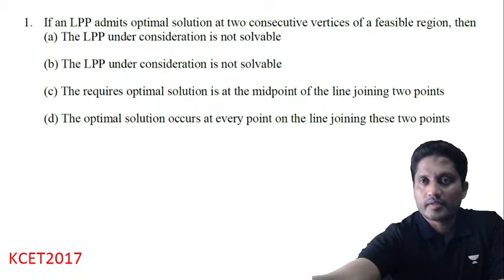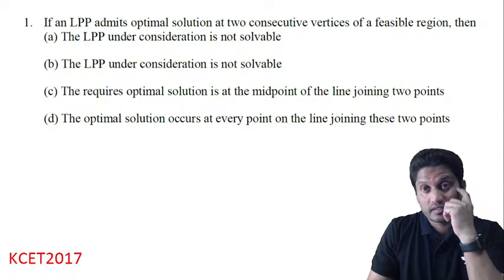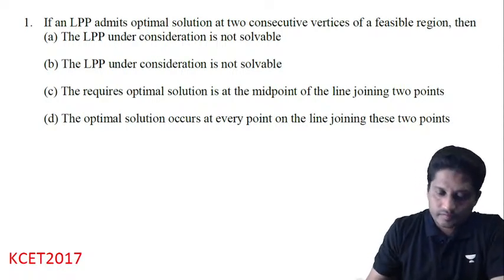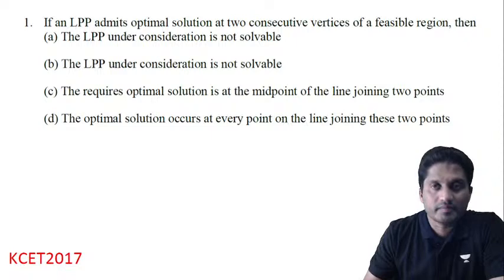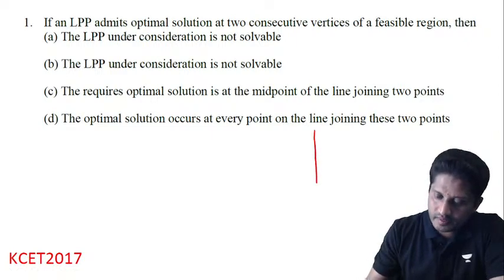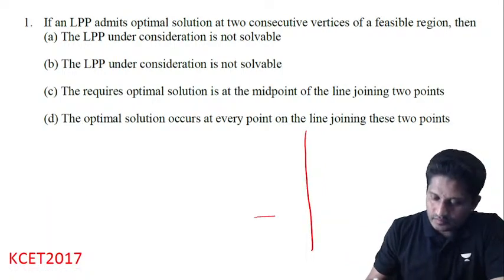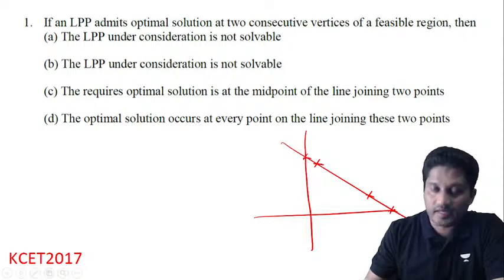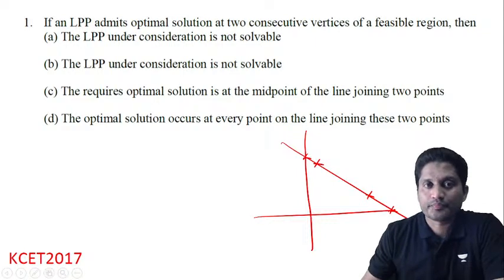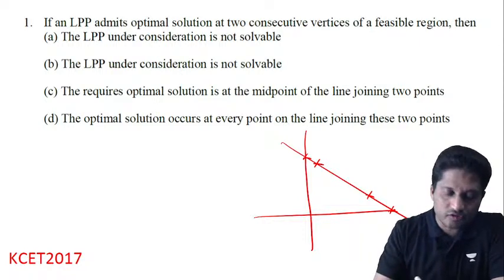In a linear programming problem (LPP), the optimal solution occurs at two consecutive vertices of a feasible region. Which of the following is true? See, optimal means maximum or minimum. Suppose the maximum or minimum occurs at two different points. It might be on vertices, or it might be any two points on the line. Then it will be maximum or minimum at every point on that line. That optimal solution occurs at every point on the line joining the two points.